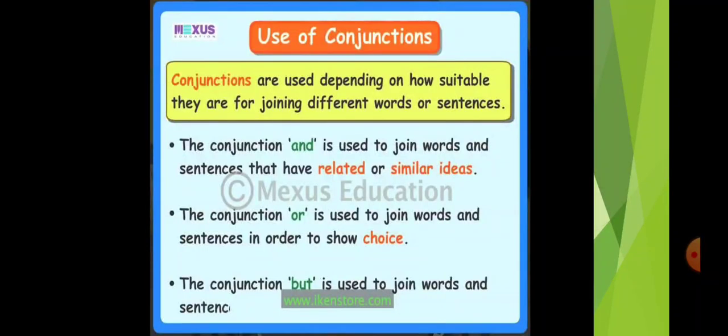Use of conjunctions. Conjunctions are used depending on how suitable they are for joining different words or sentences. The conjunction and is used to join words and sentences that have related or similar ideas, and the conjunction or is used to join words and sentences in order to show choice. And the third one is but, which is used to join words and sentences, which is not in this grade for you all.